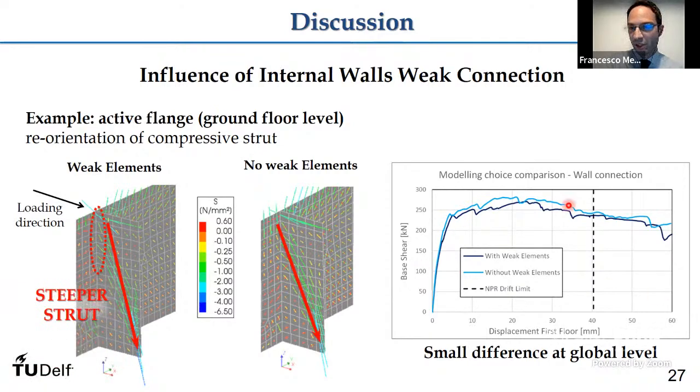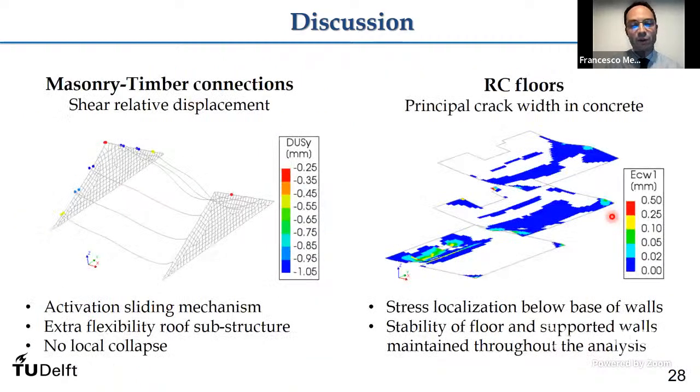We can see some small differences between the two curves. The light blue is the one without the disconnection, and the dark blue is the one with the disconnection. So with the weak elements, we see a slightly lower capacity and a bit larger flexibility of the system, but overall I would say very limited differences. And very limited differences are also obtained when the nonlinearity of the roof structure and of the floors is included.